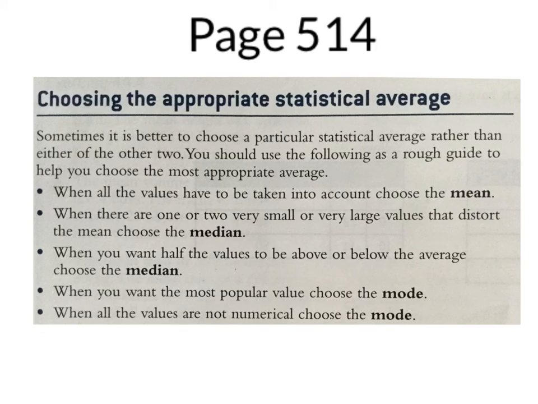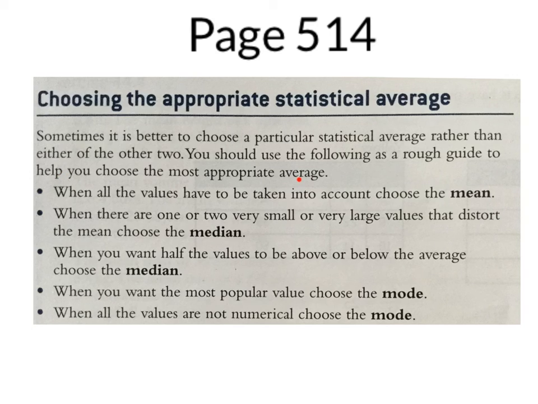Today we're going to work through choosing the appropriate statistical average. It's on page 514. I'm just going to have the book written here so that you can see it, but you can follow it along on the textbook as well. So, choosing the appropriate statistical average. Sometimes it is better to choose a particular statistical average rather than either of the other two. You should use the following as a rough guide to help you choose the most appropriate average.